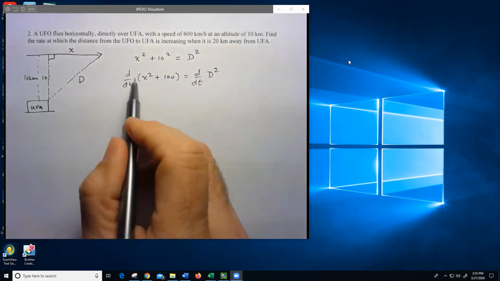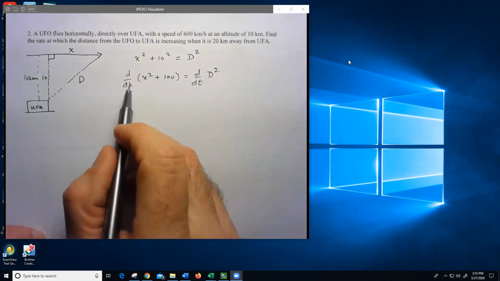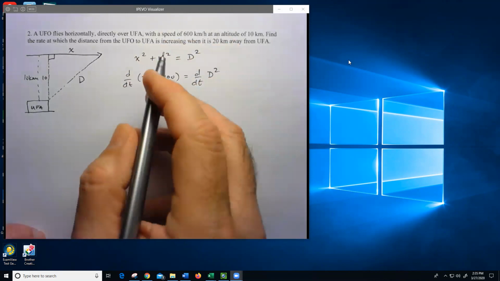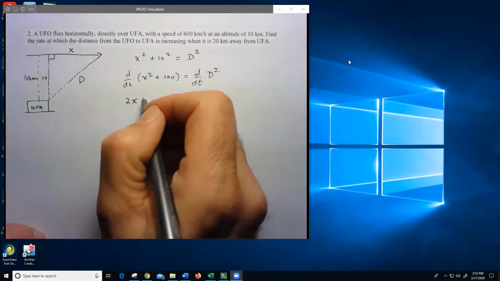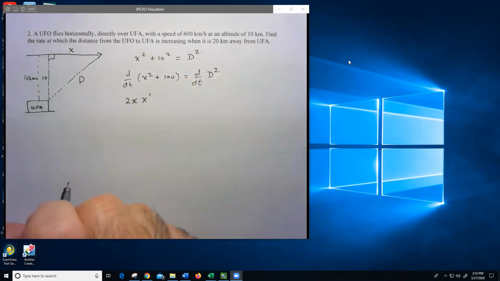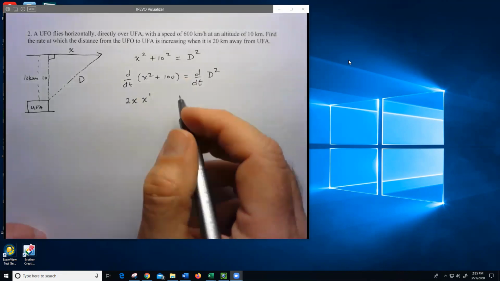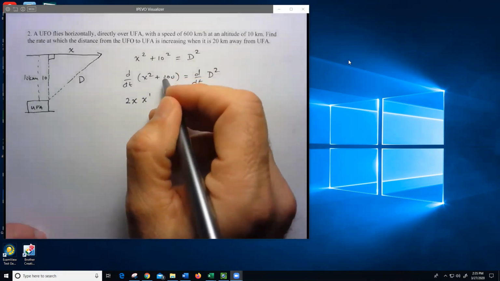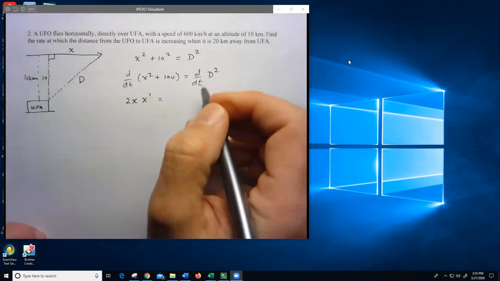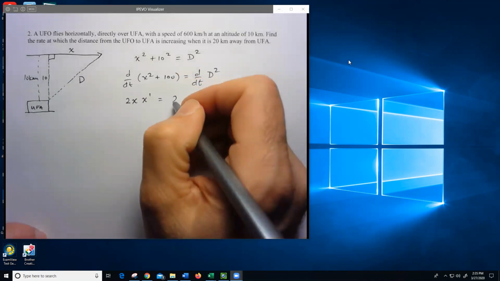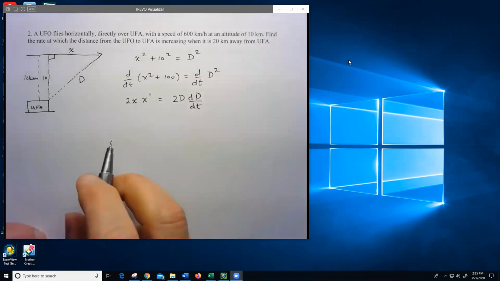Okay, so the derivative of x squared, this is where I've got to remember I'm taking the derivative with respect to t, so I have to use the chain rule. So it's going to be 2x times the derivative of x with respect to t, which again, I'll allow myself to use the prime notation because it's getting annoying to write d/dt all the time. The derivative of 100, regardless of what the variable is, is still a constant, always equal to 0. And then here, something very similar, 2d times dD/dt. Okay?